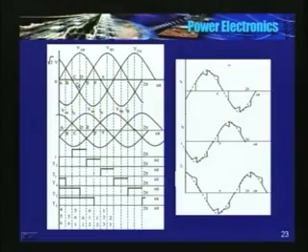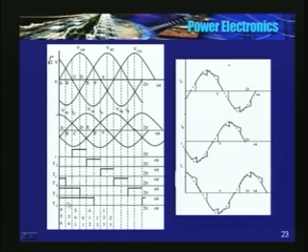Now T1 is getting triggered at this point. See, alpha is measured with respect to this point at 30 degrees. See, T1 is getting triggered at this point. So for some time of 30 degrees, only 5 and 6 are conducting.